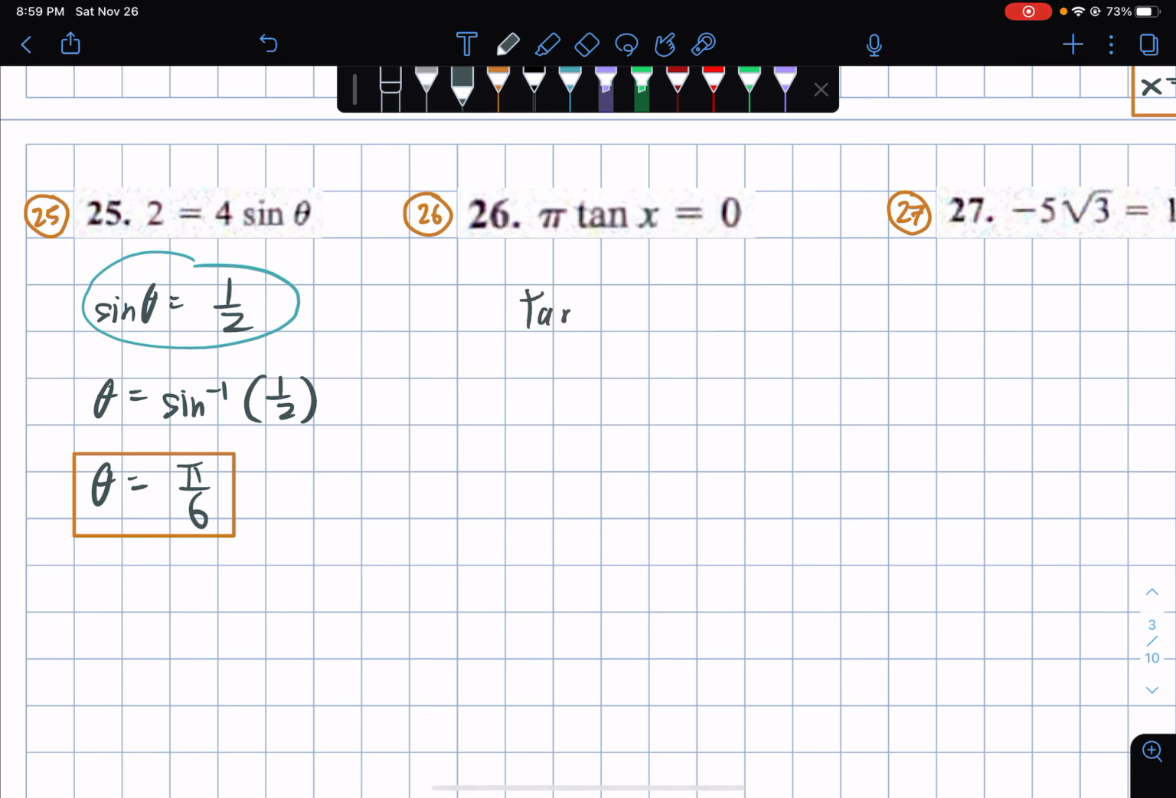We divide both sides with pi. So 0 divided by pi, x is equal to the arctangent of 0 divided by pi, which is basically 0.